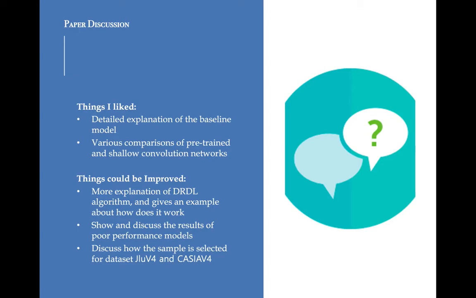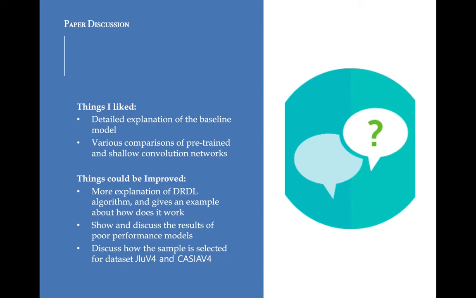So here's what I think. Things I like: I think they do a very good job in explaining the baseline model. Also, they did a lot of comparison of the pre-trained and the shallow convolutional networks. However, since they propose a new algorithm called DRDL, I think it's better if they do more explanation on that. Also, maybe it's better if they give a specific example of it.